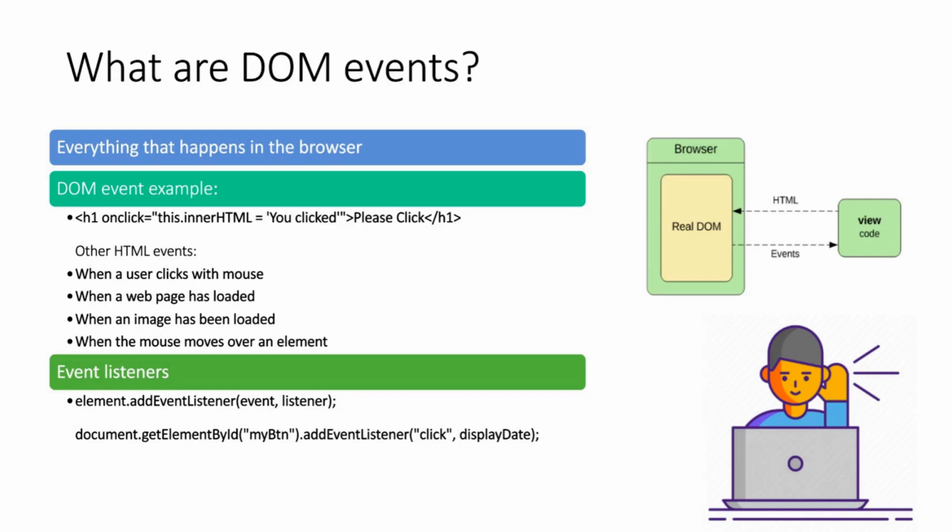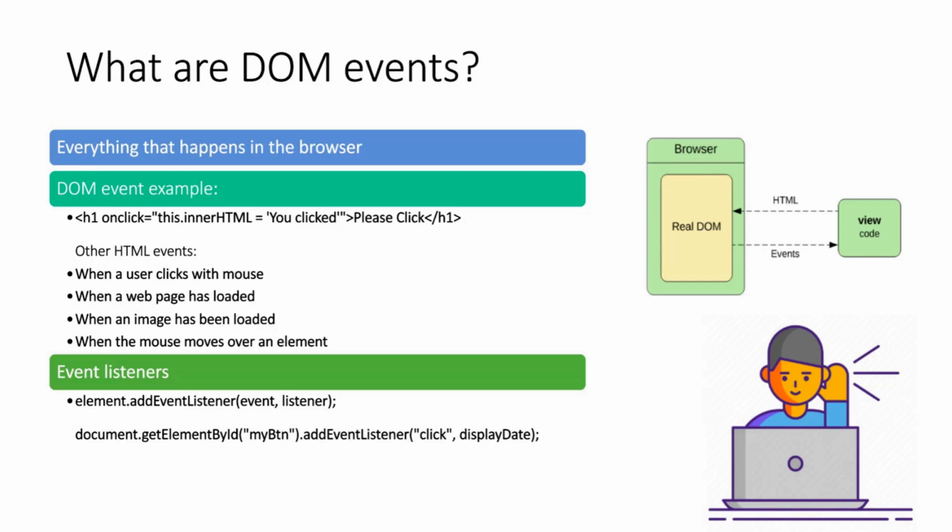What are event listeners now? A listener is nothing but a function, a JavaScript function. The addEventListener method attaches a listener to the specified element. For example, we have written document.getElementById, then we have written myButton, which will give one element which will be of ID myButton. And in that element, we have added an addEventListener. Within this addEventListener, we have given two parameters. One is click and the second one is displayDate.